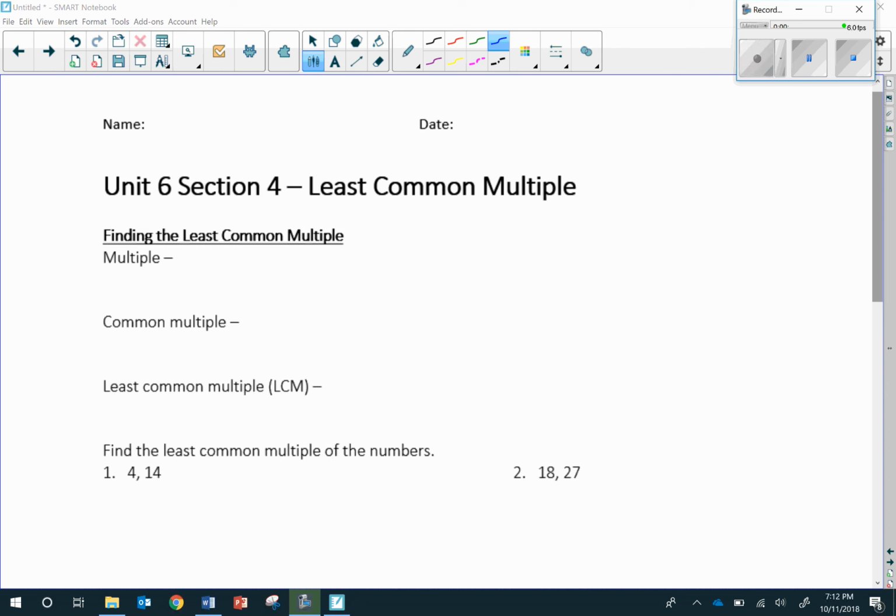Alrighty, we're going to start the Unit 6, Section 4 notes. This section, we're going to talk about least common multiples. So as you know, multiples are the product of a number and any other non-zero whole number.